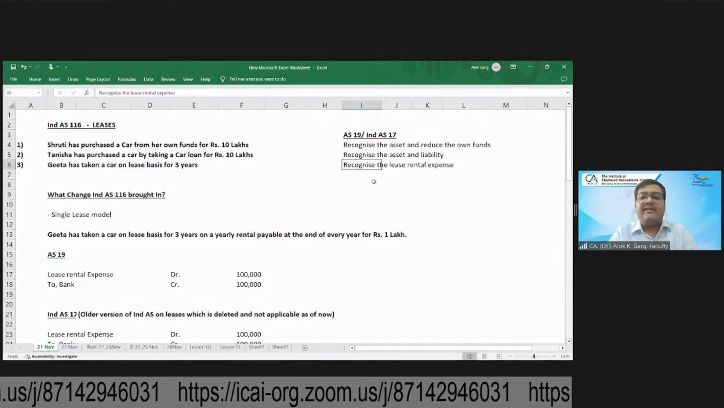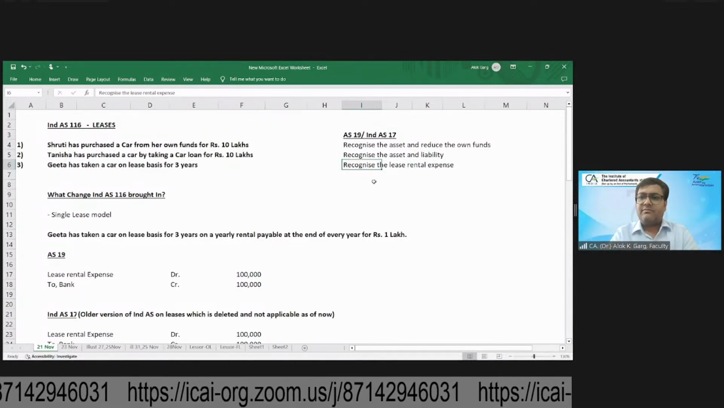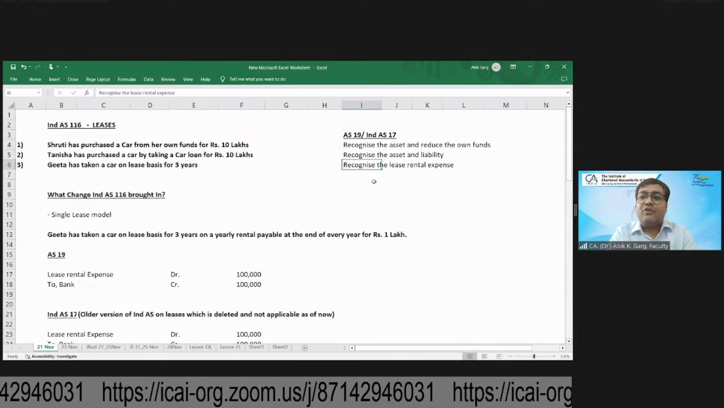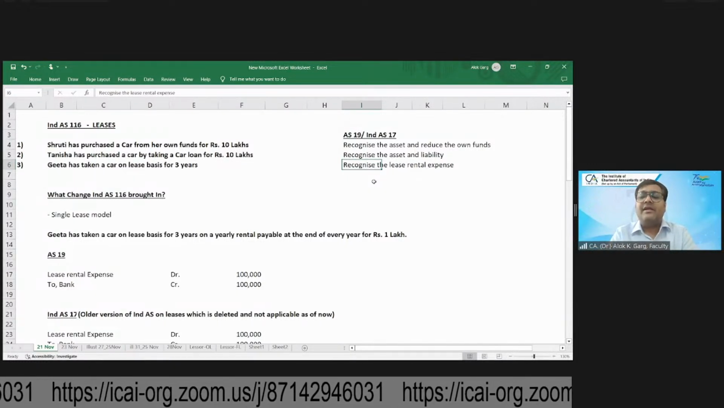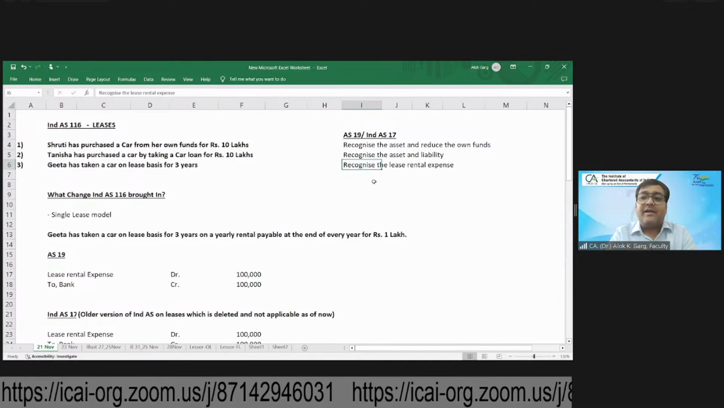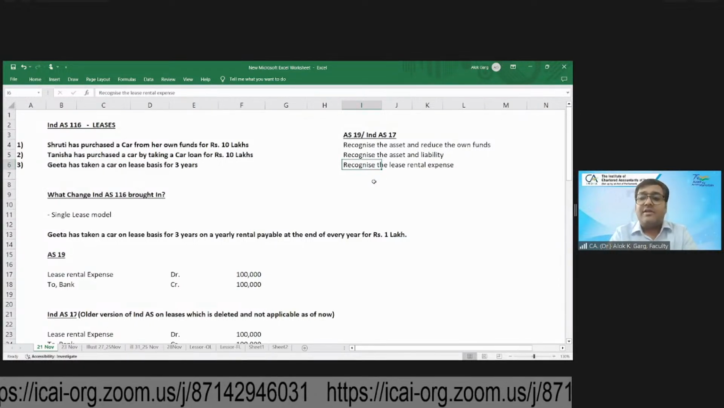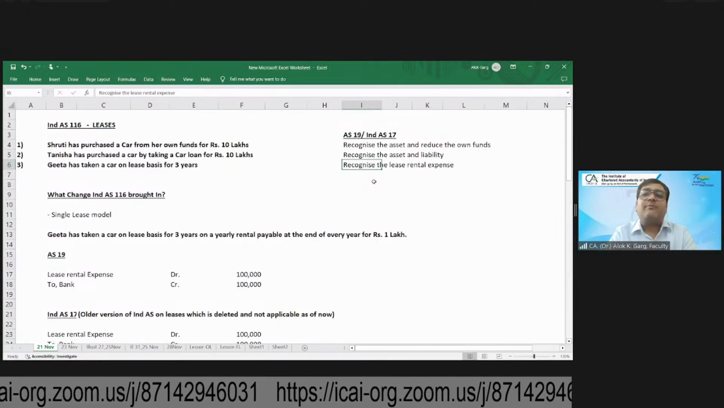then why should that asset not be capitalized? The lease liability for a non-cancelable period should be taken into consideration, because it doesn't matter whether you will use or not use the asset, you have to pay that liability.